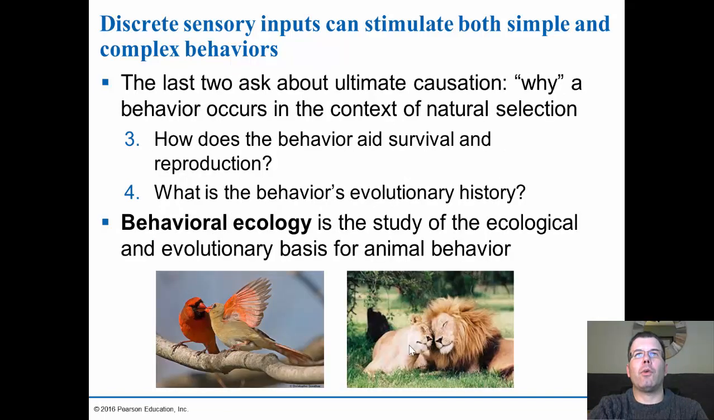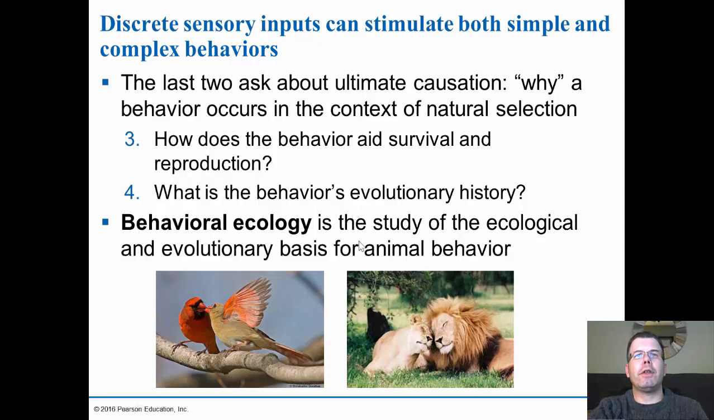Now, the last two ask the why. Again, I said the how and why. So why does a behavior occur in the context of natural selection? How does the behavior aid in survival and reproduction? One of the things we can look at is display or color or other things, saying, hey, I've got good genes, and then displaying to make sure that the behavior is right. And then, what is the behavior's evolutionary history? Is it something that was just learned, or something that's been there for a long time, an innate behavior that is done from generation to generation? That's another thing there.